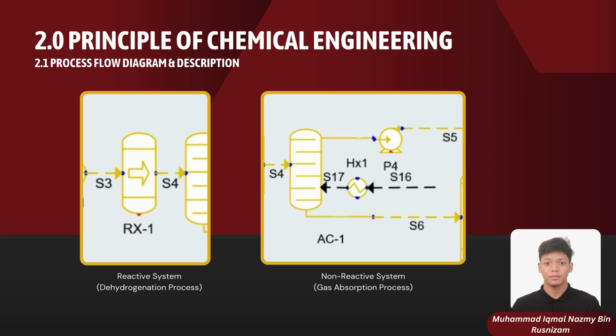Moving on to non-reactive system, we have adsorption column AC1 in which gas absorption process will take over. Its function is to recover the desired product efficiently. In this step, water is used as an adsorbent to remove acetone and isopropanol.